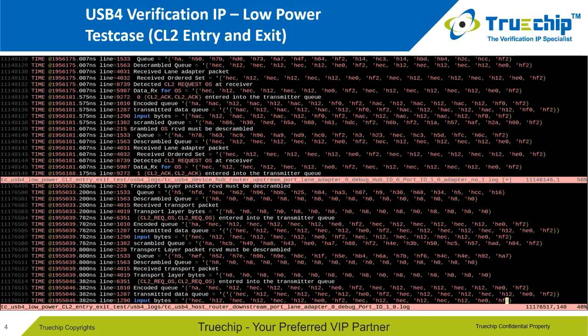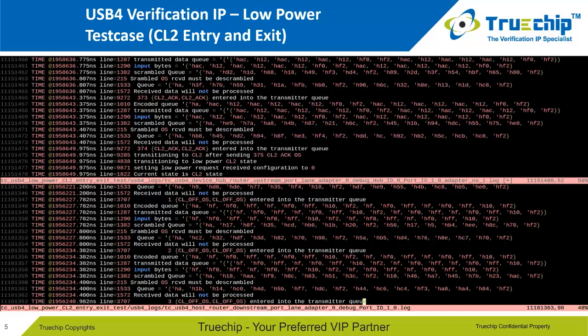Meanwhile, when the objection to entry to CL2 state now gets deasserted at the host DFP, it starts to request entry to CL2 state by sending the request ordered set as shown on the screen. This time, the hub UFP accepts the request by responding with the ACK ordered set, since the objection was already deasserted. Upon reception of the ACK ordered set, the host stops sending the request ordered set and sends the CL2 ordered set before it enters the CL2 state. The hub UFP moves to the CL2 state once it completes transmitting the ACK ordered set.